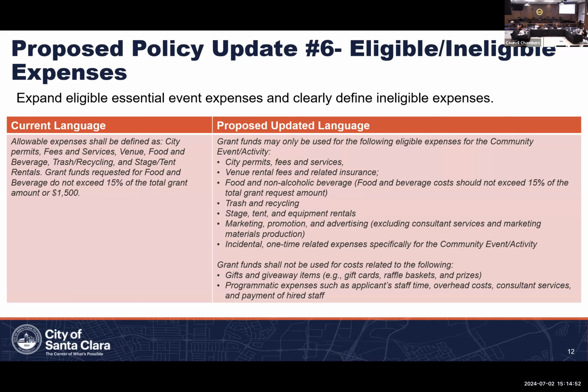The proposed policy update to this language incorporates additional expenses that are essential to the success of the event to include certain marketing and promotion expenses and incidental one-time expenses specifically for the event. The proposed policy update also includes language to establish ineligible expenses so that grant funds are not spent towards gifts, giveaway items, and programmatic expenses such as an applicant's staff time, consulting services, and payment of hired staff.